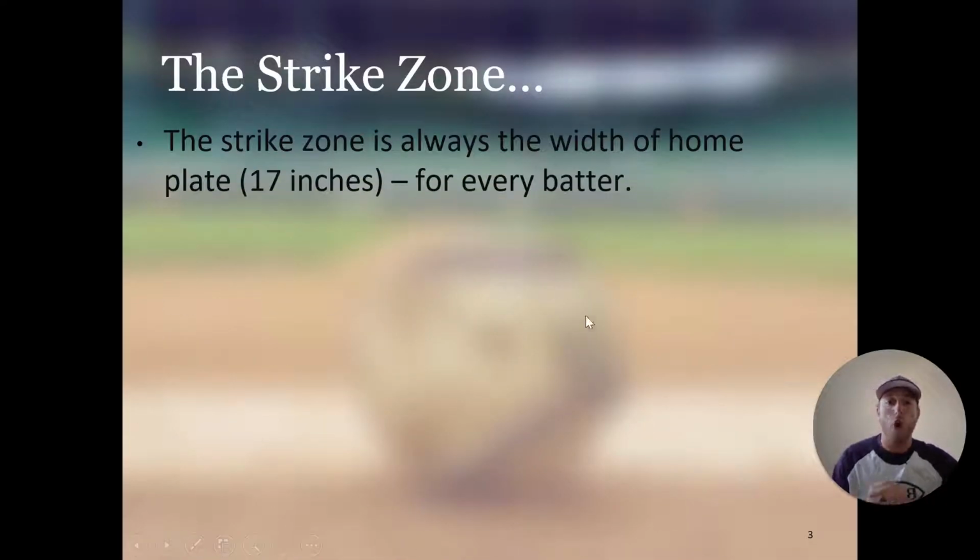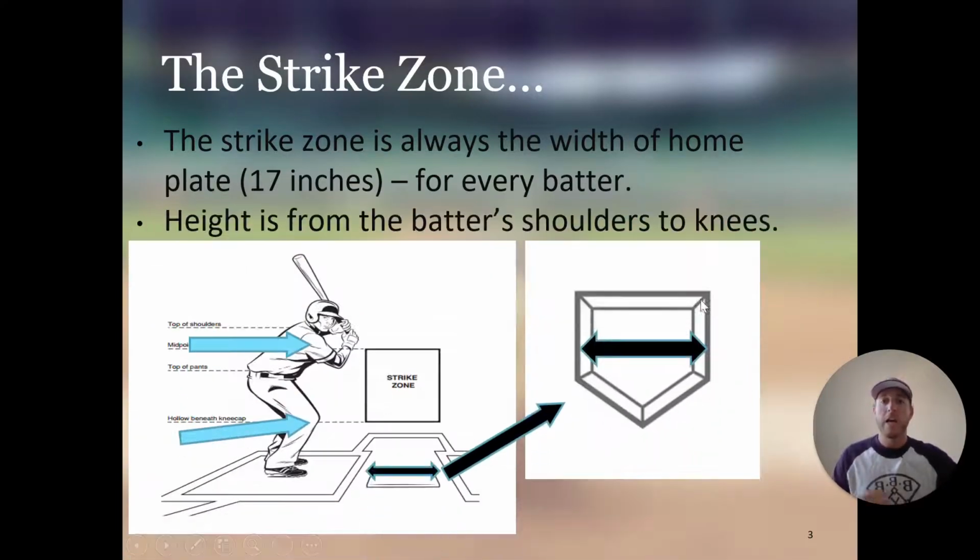The strike zone is always the width of home plate, which is 17 inches for every single batter. Since the dawn of time, since baseball was created, the strike zone has always been just as wide as home plate. That's what home plate is there for. As you can see in this picture, it is this wide. It's 17 inches across home plate. So that is the same for every single batter, no matter right-handed, left-handed. Every single batter has the same exact width of the strike zone, and it's just as wide as home plate, which is 17 inches. The height varies between how tall the batter is.